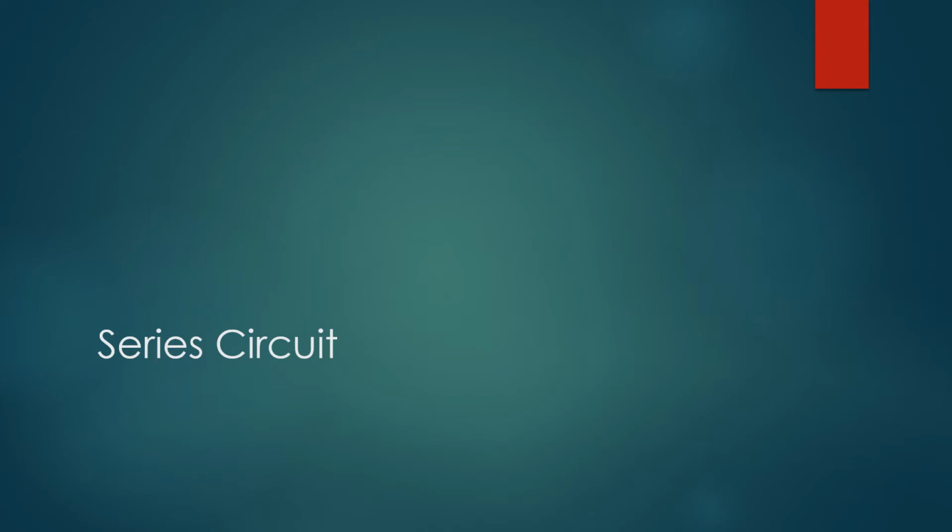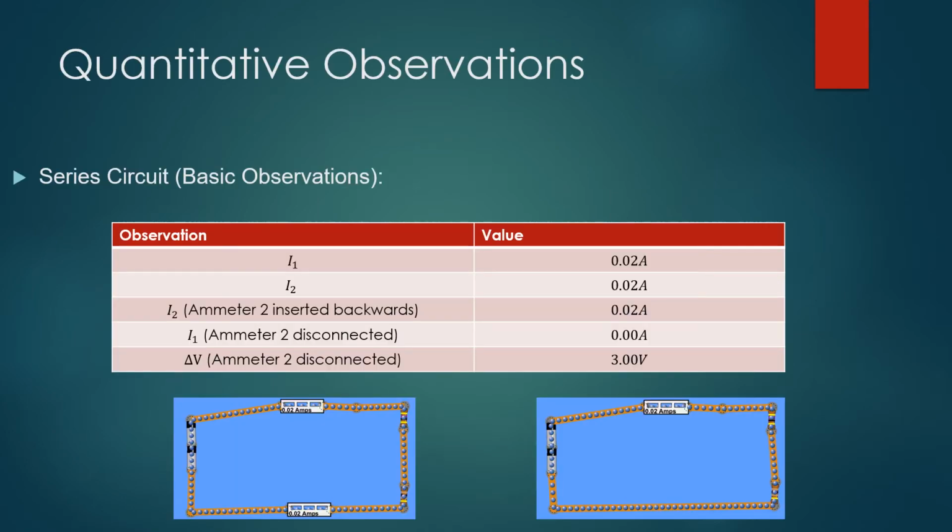Now for the series circuit. For quantitative observations for this circuit, I have the following table. So the current through ammeter 1 and ammeter 2 were the same, 0.02 amps, and even when ammeter 2 was inserted backwards, the current was the same. When ammeter 2 was disconnected, however, the current in ammeter 1 was 0 amps, and also in this case, the voltage between the two loose ends of the circuit was 3 volts.